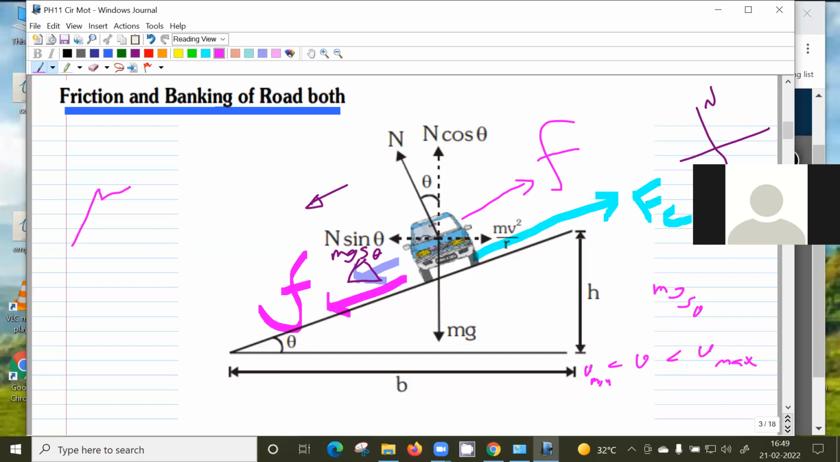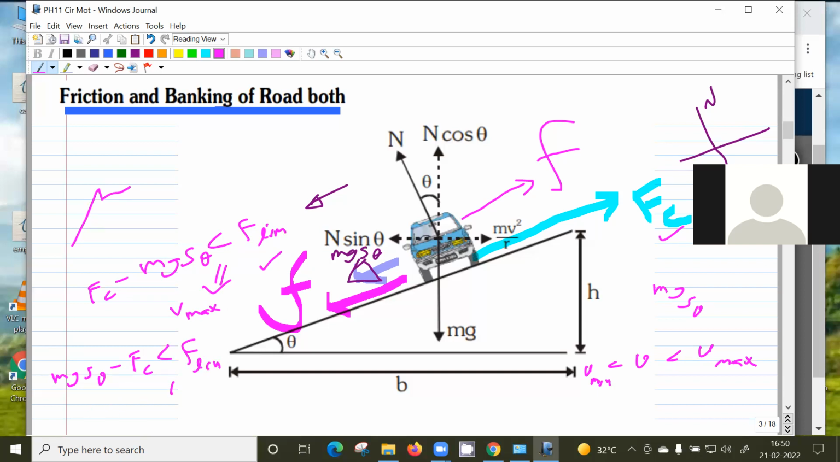The v max condition will correspond to this one: friction force in this direction, centrifugal force in this direction. So Fc minus mg sine theta, the net outward force, should be less than F limiting. This will give me v max. Similarly, mg sine theta minus Fc, the net downward force, should be less than F limiting.